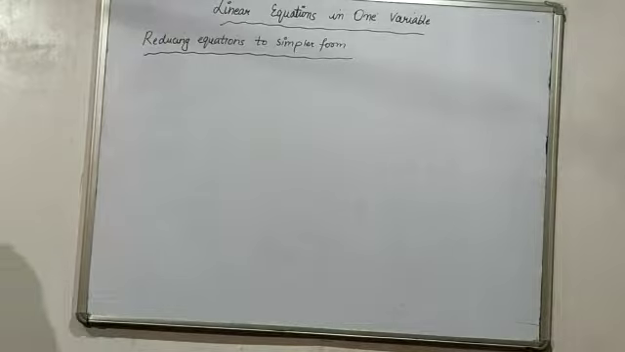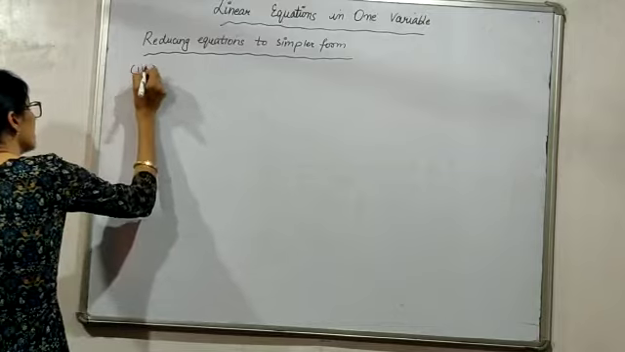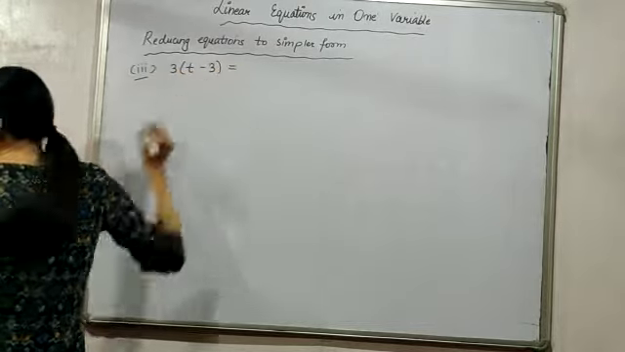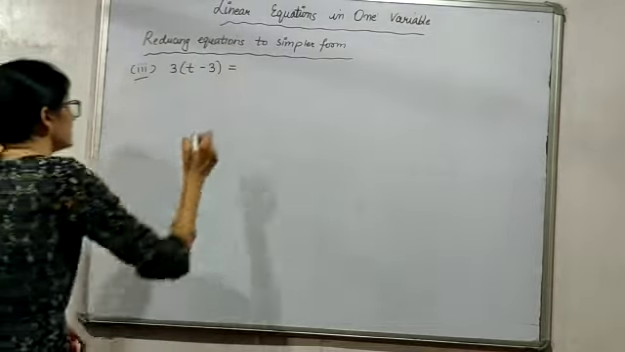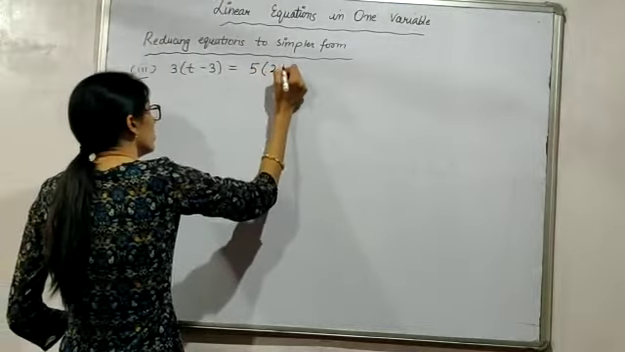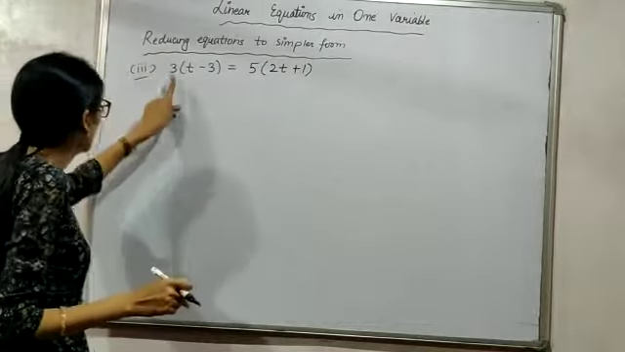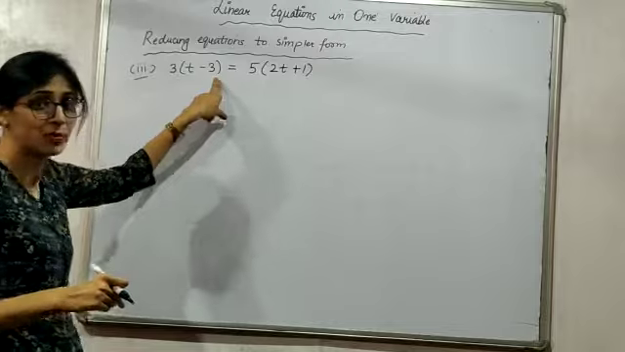Let's come to the third problem. The third problem is 3 into (t minus 3), 5 into (2t plus 1). Now, here 3 is in multiplication with the whole bracket.